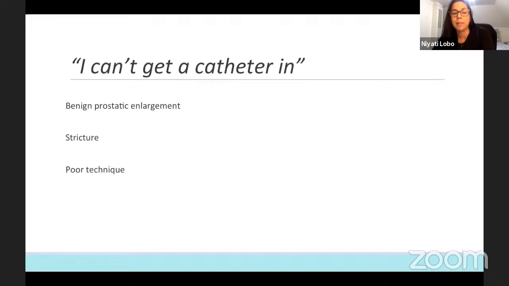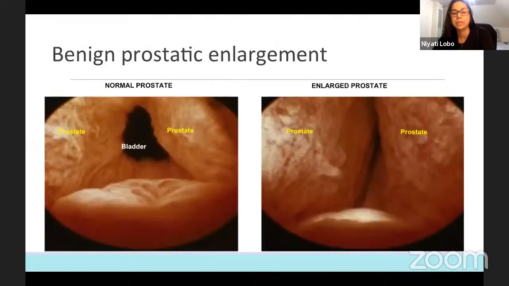So firstly, benign prostatic enlargement. As men get older, their prostates get bigger, and that is just a consequence of aging. So this is the view that you would see, that I would see, for example, if I was doing a flexible cystoscopy.